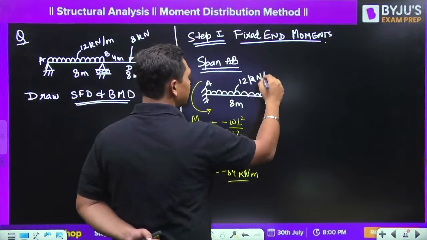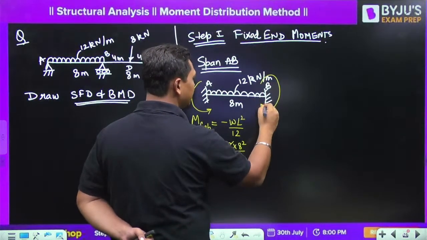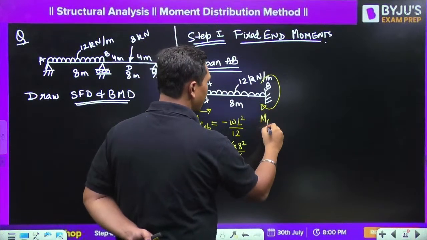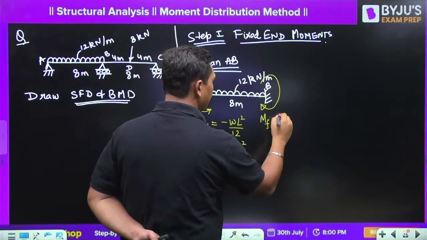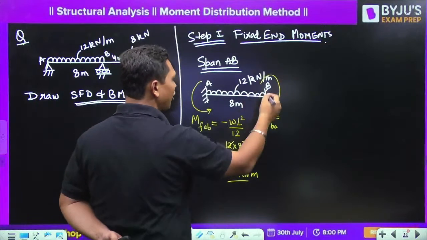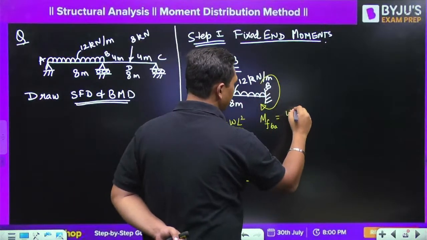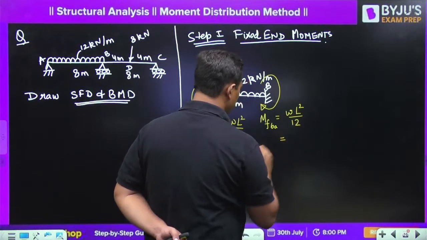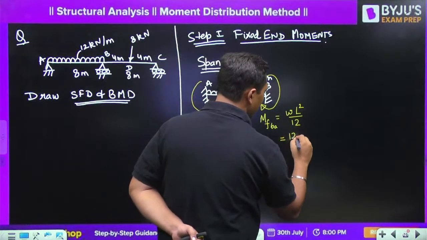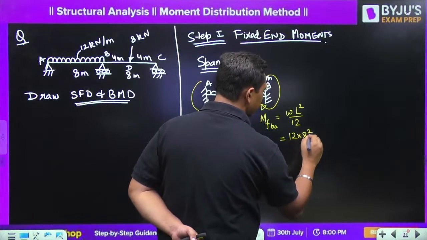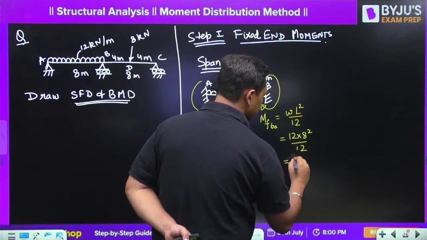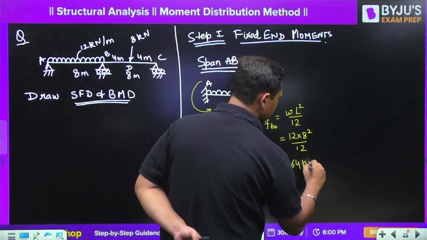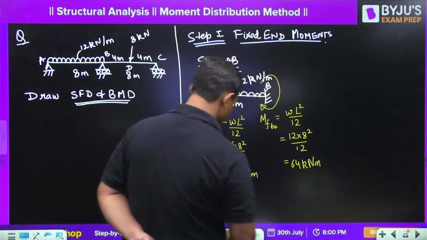And similarly, the fixed end moment at this point, MFBA, will be equal to, since this is clockwise, positive, WL square by 12, which is equal to 12 into 8 square by 12, which is again 64 kilonewton meter.